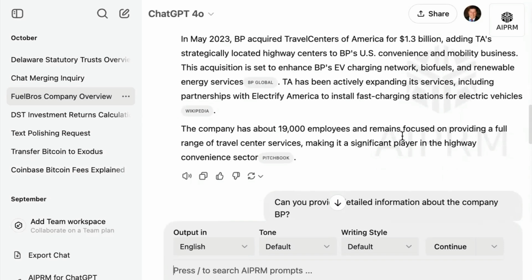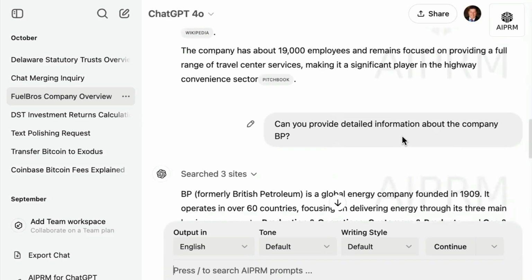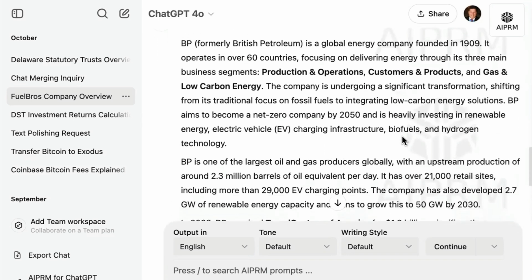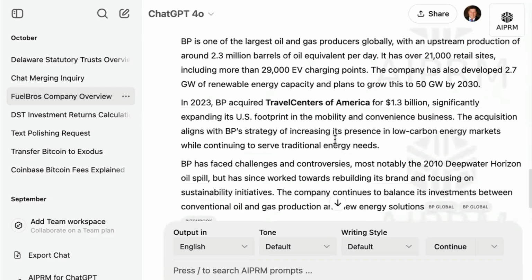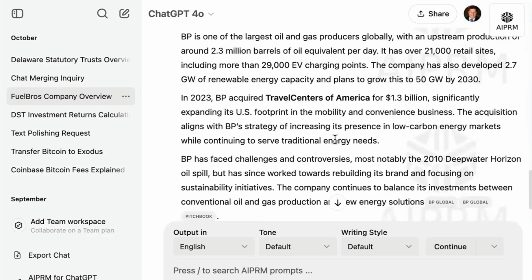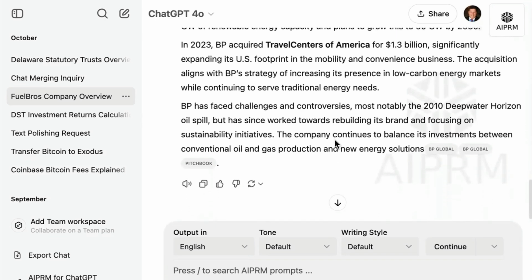And this acquisition is set to enhance BP's EV charging network, biofuels, and renewable energy services. The company has about 19,000 employees and remains focused on providing a full range of travel center services. Now, BP, formerly British Petroleum, is a global energy company founded in 1909, operates in 60 countries, is one of the largest oil and gas producers globally, with upstream production of around 2.3 million barrels of oil a day, 21,000 retail sites, 29,000 EV charging points. And in 2023, BP acquired Travel Centers of America, like I said.